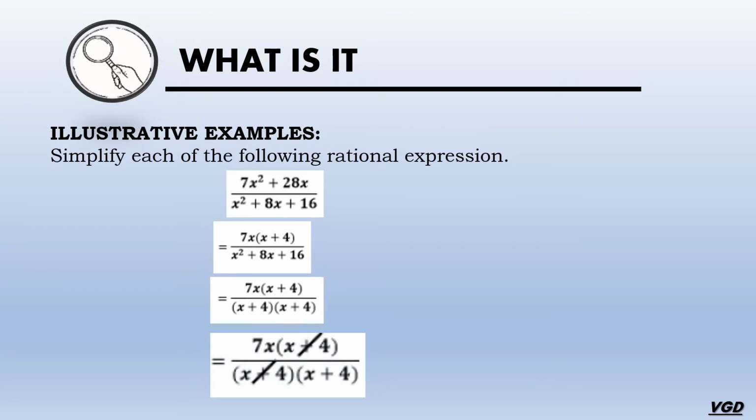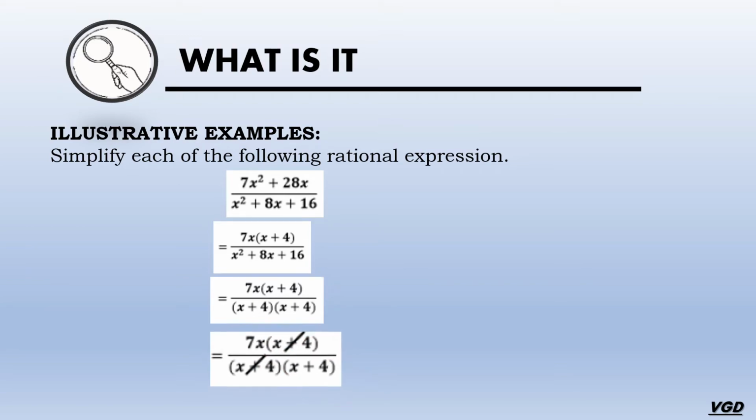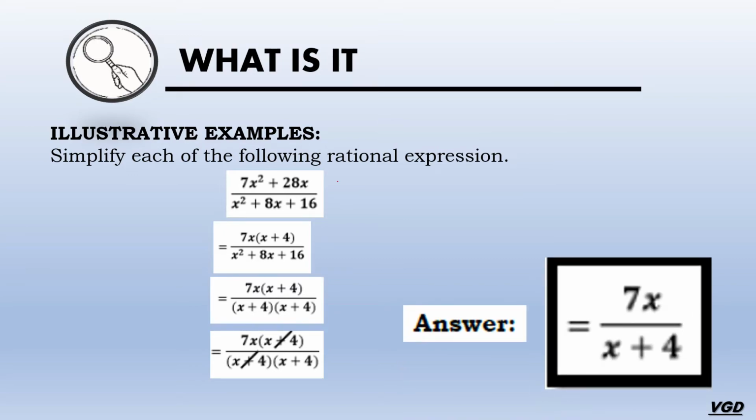And after factoring both the numerator and the denominator, we have to cancel out the common factor, which is x plus 4. As you can see, there is a common factor, so cancel this out, and the remaining factor would be 7x over x plus 4. Therefore, the simplified rational expression of 7x squared plus 28x over x squared plus 8x plus 16 is 7x over x plus 4.